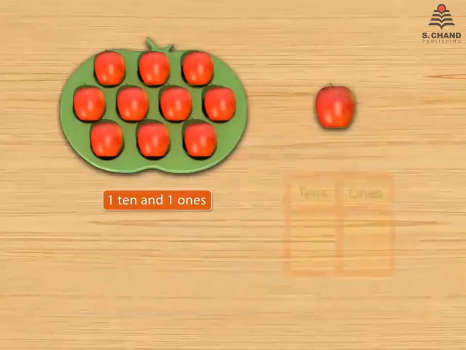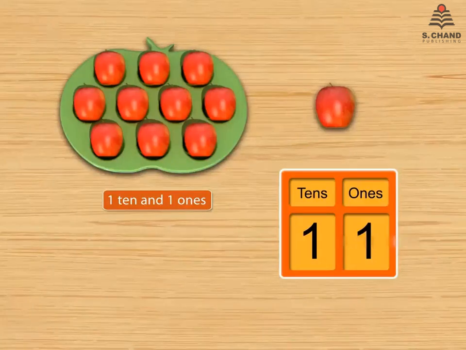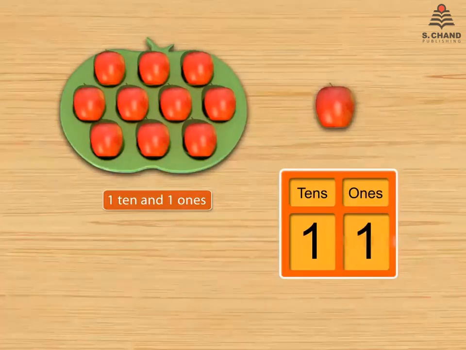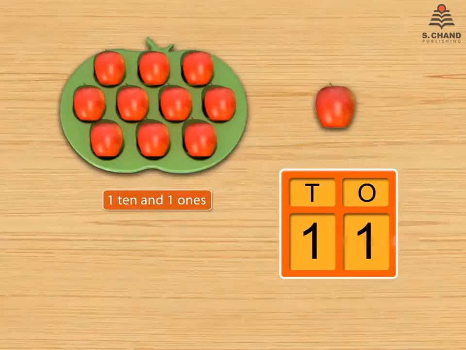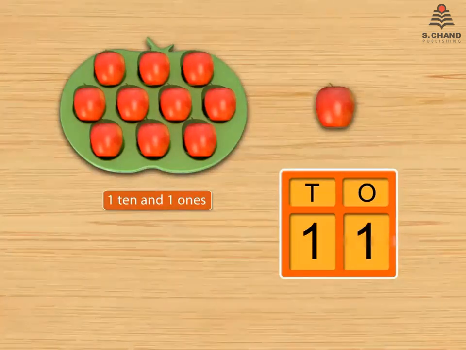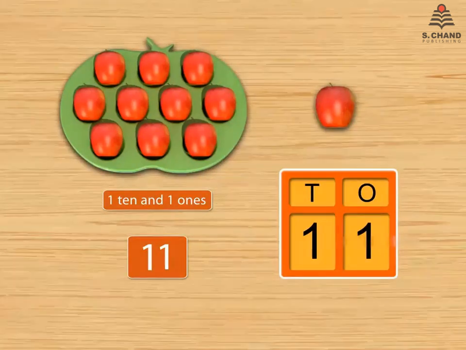To find this, let's place the numbers in a table of tens and ones. The tens and ones are indicated by the capital letters T and O. Placing 1 in tens place and 1 in ones place, we get 11. So, 1 ten and 1 one make 11.